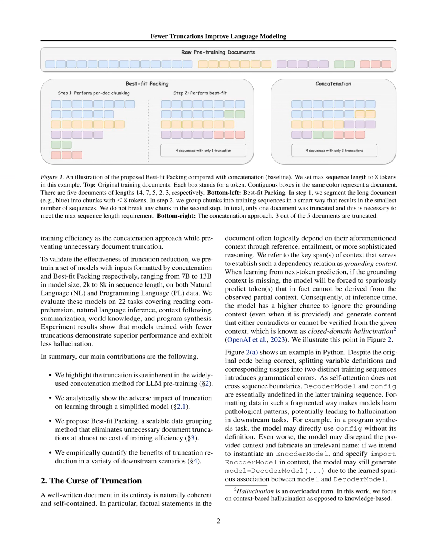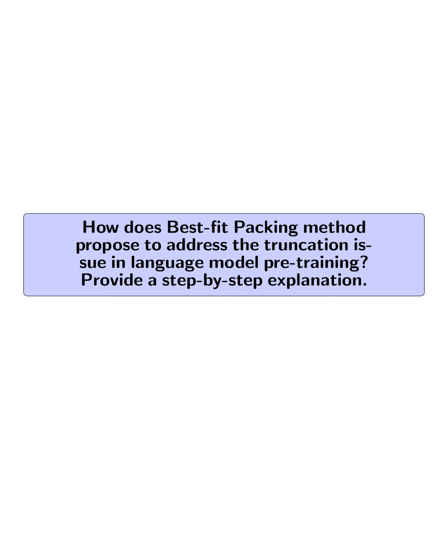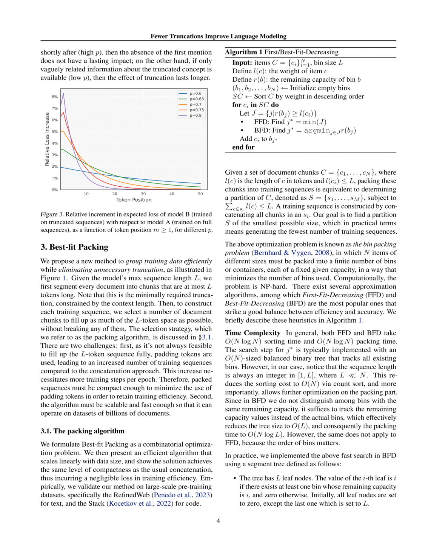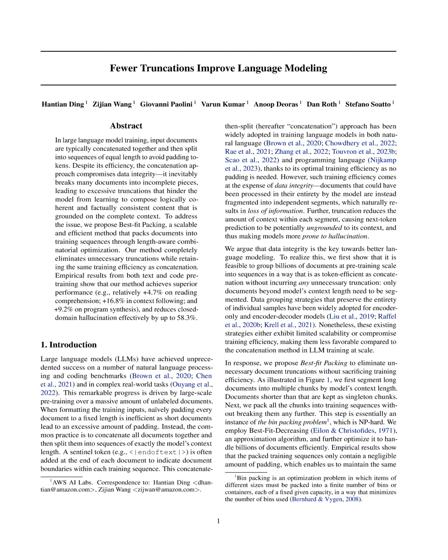downstream tasks. How does best fit packing method propose to address the truncation issue in language model pre-training? Provide a step-by-step explanation. The best fit packing method addresses the truncation issue in language model pre-training by first segmenting every document into chunks that are at most the model's maximum sequence length. Then, the method selects a number of these document chunks to fill up as much of the sequence length as possible without breaking any of them. This step is crucial to ensure that the training sequences are as token efficient as possible.